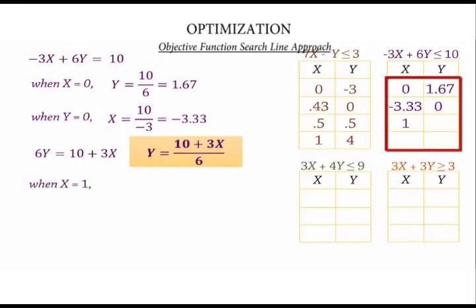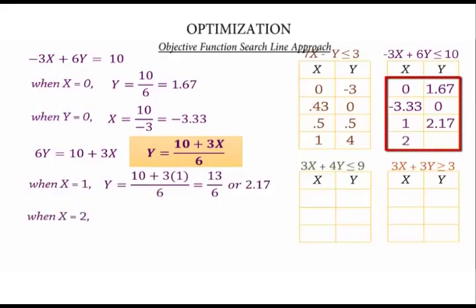When x is 1, y will be 2.17. When x is 2, y will be 2.67. So it looks like we can't get whole numbers for this one. So let's be happy with that.